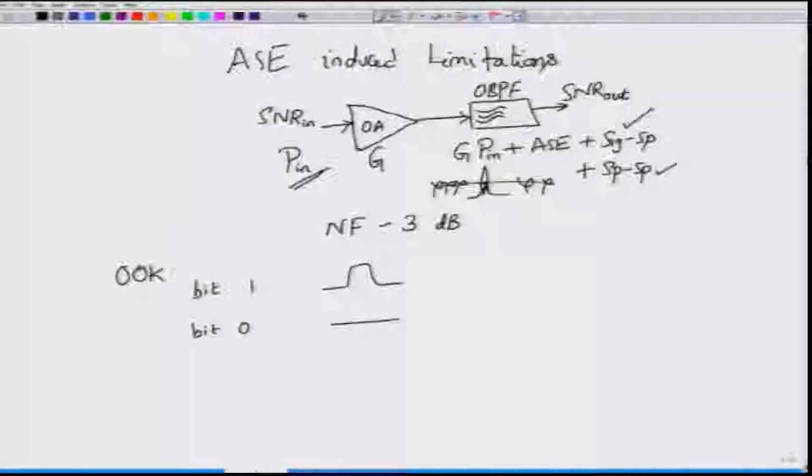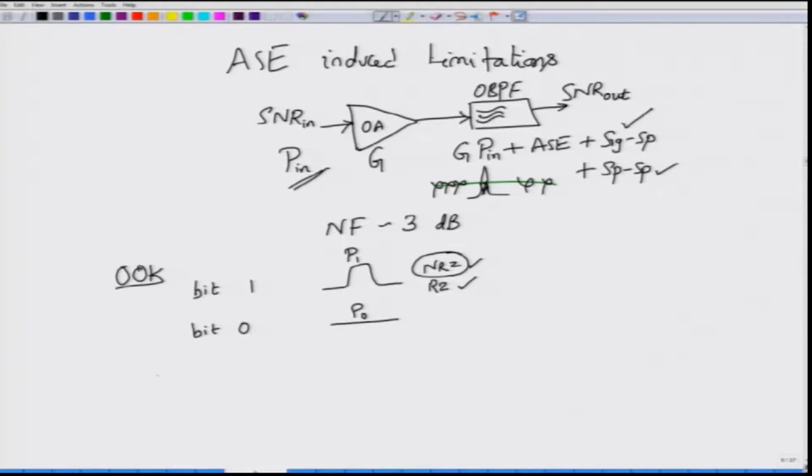So, the optical power here will be P1, and the optical power here will be equal to P0. Again, you can have the NRZ variety or the RZ variety. For our purposes it does not really matter which one is which, although we will consider the NRZ variety of the optical pulses in our discussion.